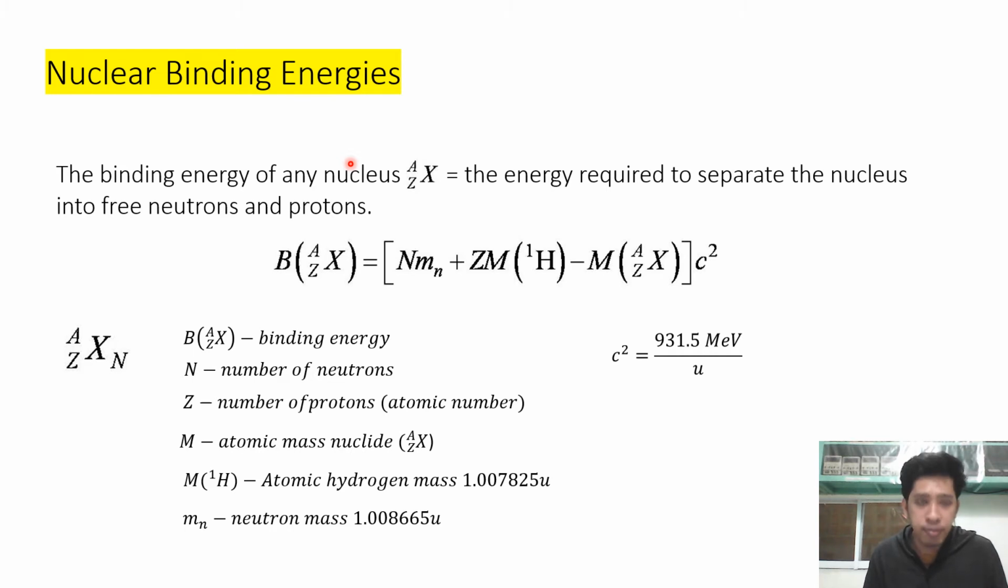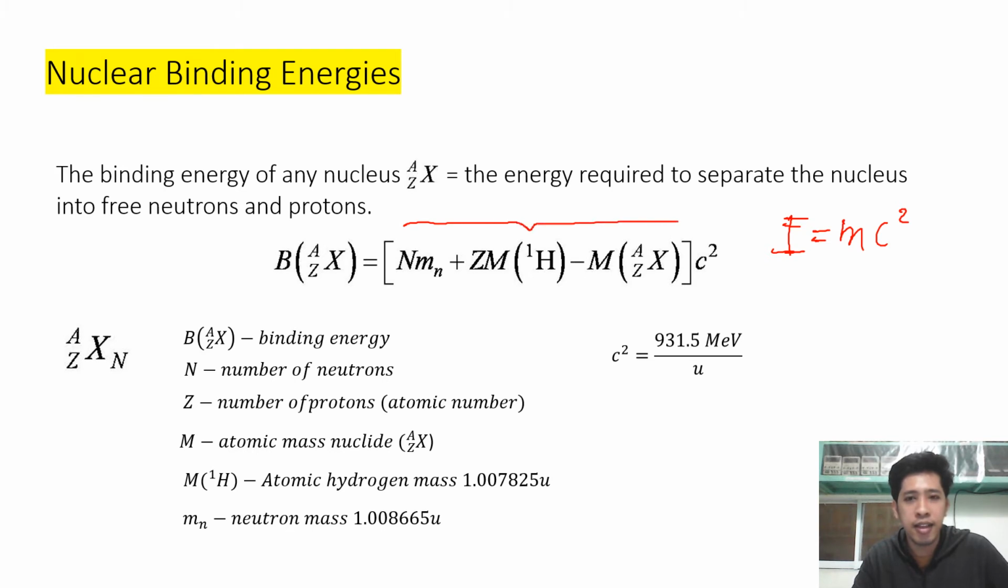The nuclear binding energy formula. Okay. It actually is just your E is equal to mc squared. Your E here is your binding energy. Your M, your mass, is this mass here. And then you have your c squared. So it is just this formula here. Your E is equal to, the famous E is equal to mc squared.